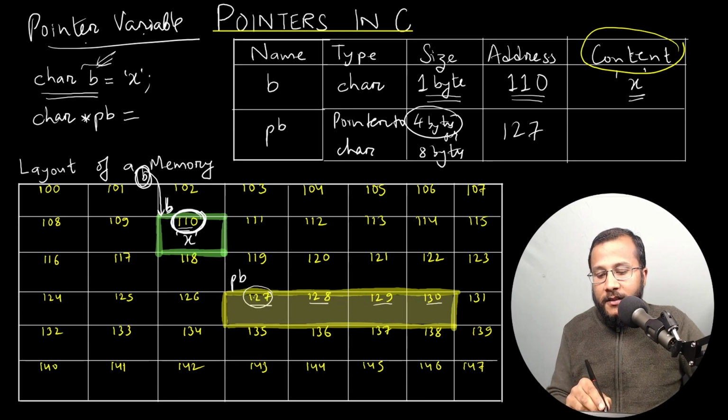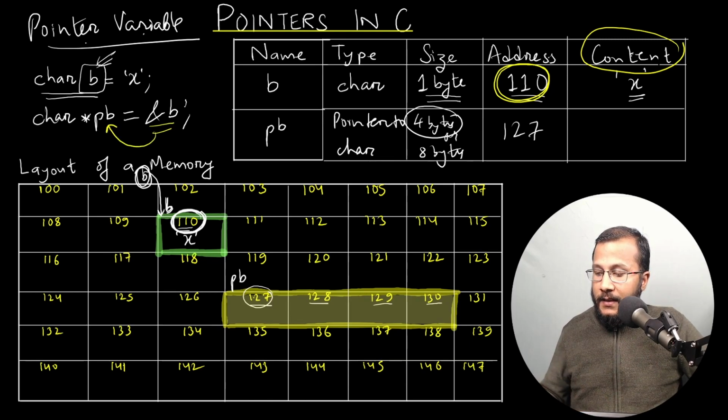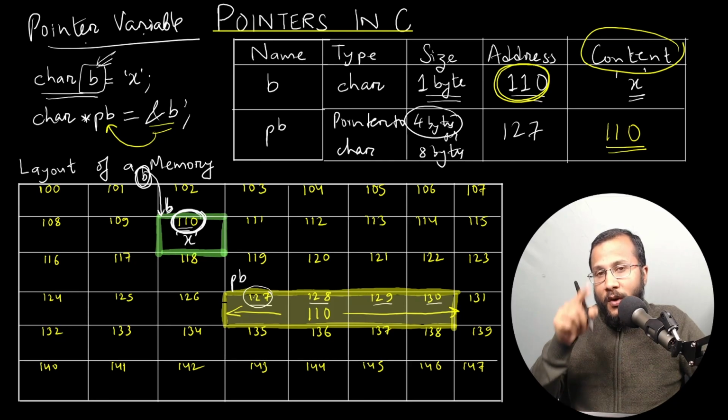How do I get the address of b? It is very simple. I'll write &b. If I write &b, I'll get the address of b. What is &b? &b is nothing but 110. 110 is the address of b. So 110 would be stored in pb. So here address 110 is stored. The content of the pointer variable is always the address. That is what is very important.